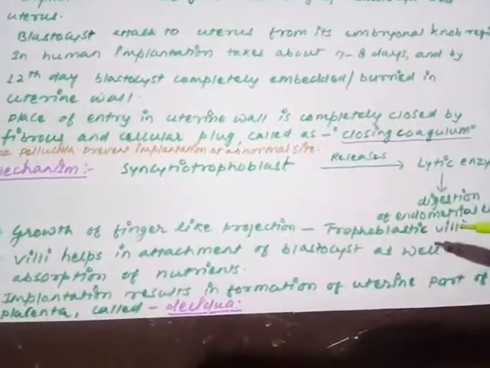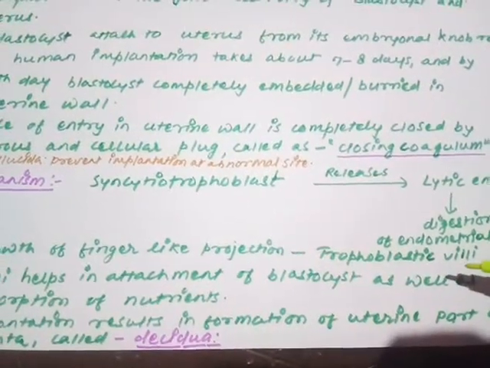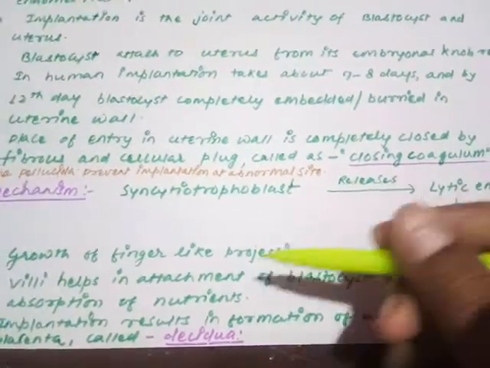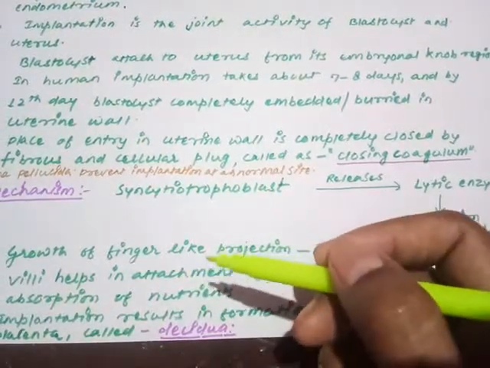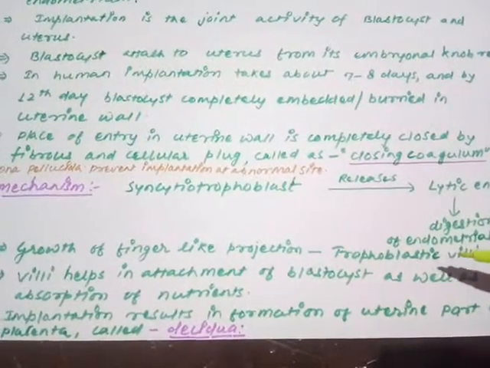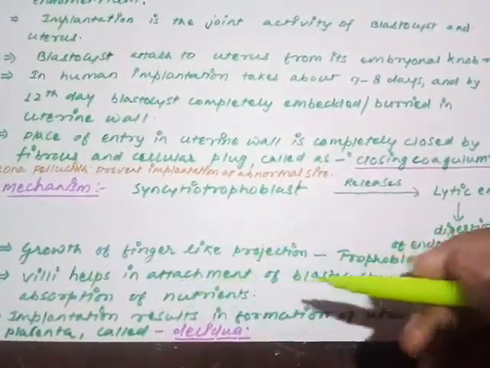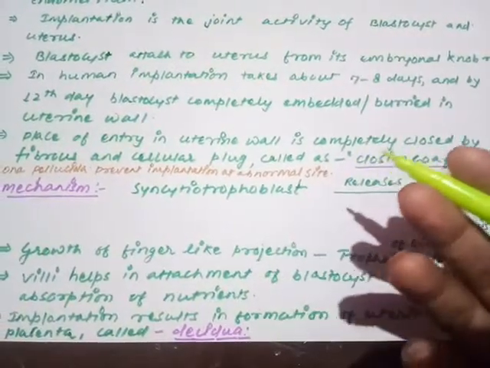Those finger-like projections are called villi, and since the villi are part of the trophoblast, they are called trophoblastic villi. So at the place of attachment, the finger-like projections grow out from the surface of the trophoblast, and that is called trophoblastic villi. The villi help in the attachment of the blastocyst as well as absorption of the nutrients. This is a very common point.